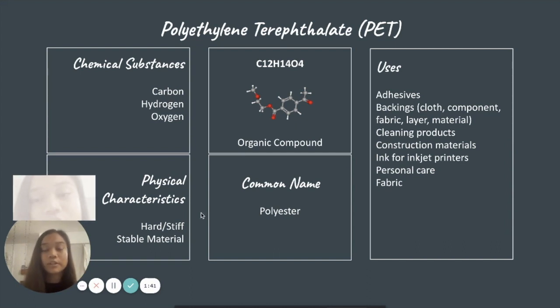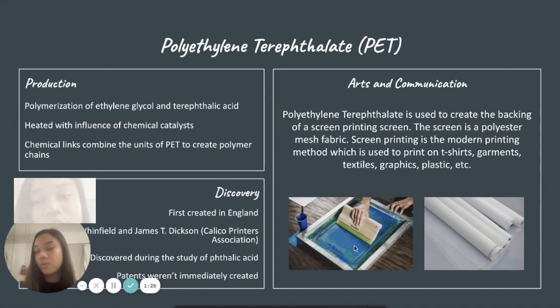Its physical characteristics are that it's a hard, stiff, and stable material. Its uses include adhesive, backings, cleaning products, construction materials, ink for inkjet printers, personal care, and fabric. So, according to Britannica, PT was produced by the polymerization of ethylene glycol and terephthalic acid, and it is then heated with the influence of chemical catalysts. After that, chemical links combine the units of PT to create polymer chains.